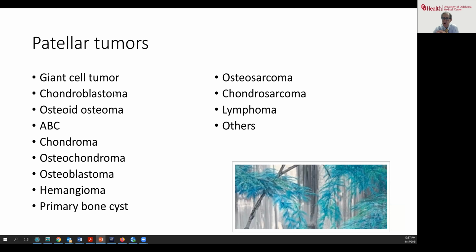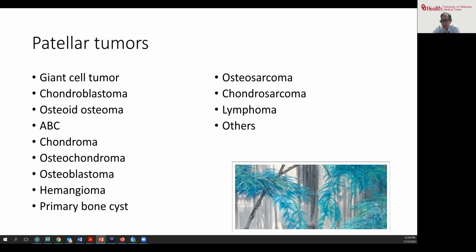Well, if we think of tumors that can occur in the patella, there's really this rather lengthy list. On the benign side, we see giant cell tumors, chondroblastomas, osteoid osteomas, aneurysmal bone cysts, chondromas, osteochondromas, osteoblastomas, hemangiomas, and even primary osseous cysts. On the malignant side, you can occasionally encounter osteosarcomas, chondrosarcomas, and lymphoma or other disorders.